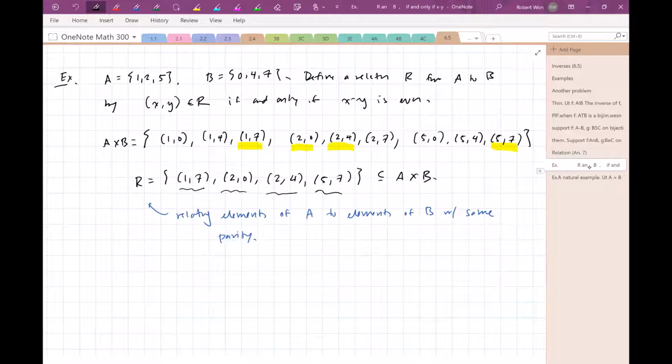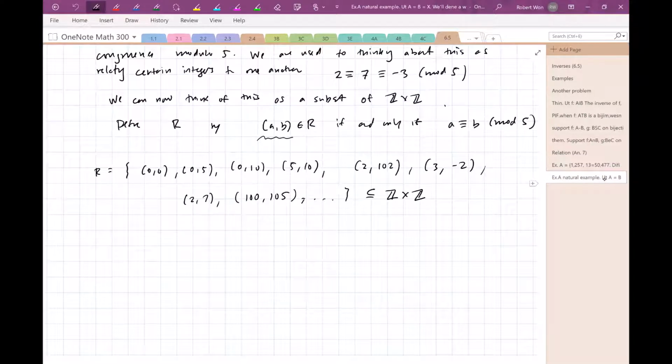So we saw an example of a relation here, where I took two different sets, A and B, and I defined a relation from A to B, where I took the subset of the Cartesian product that consisted of all ordered pairs, something from A, something from B, where the coordinates had the same parity. They were either both even or both odd. So a relation is relating some elements of A to some other elements of B. In this case, I'm saying that an element of A is related to an element of B if they have the same parity.